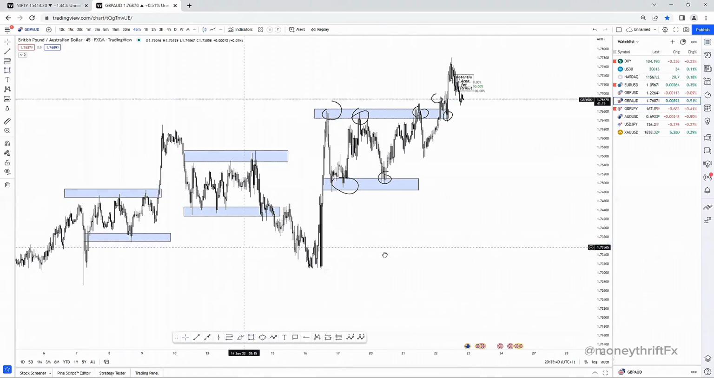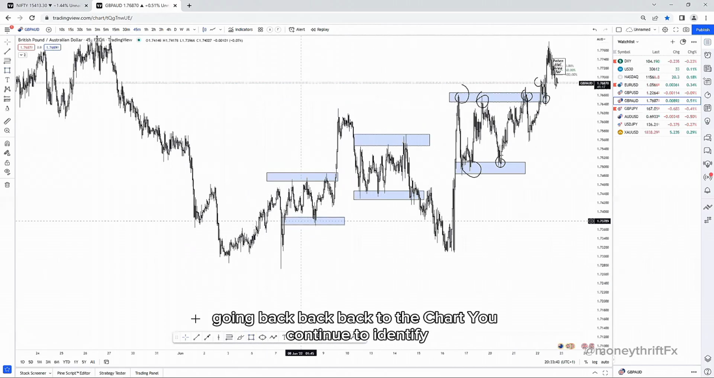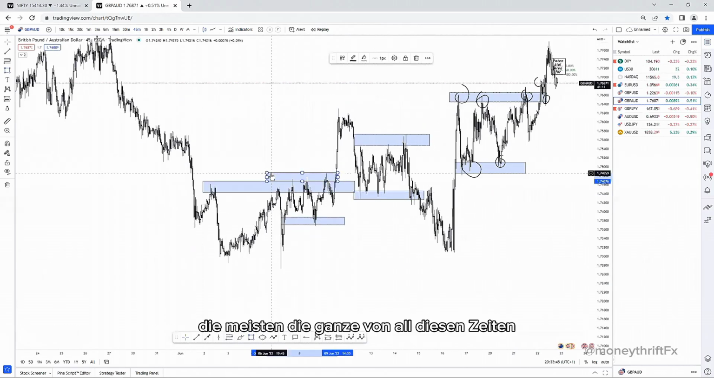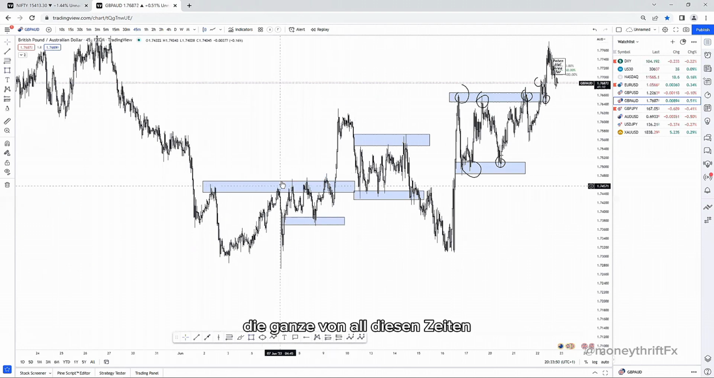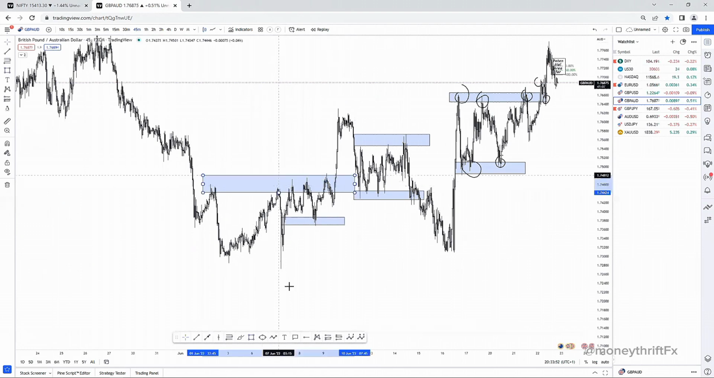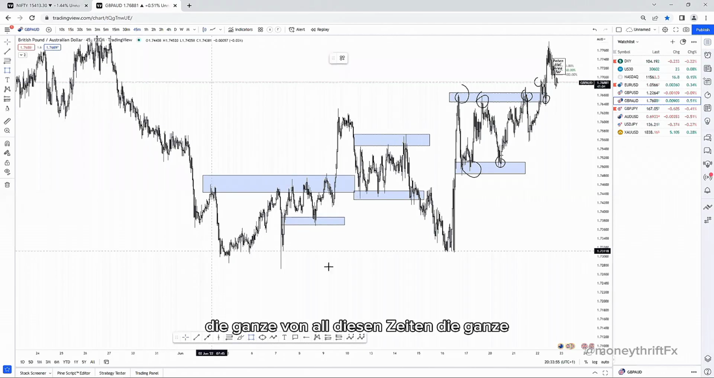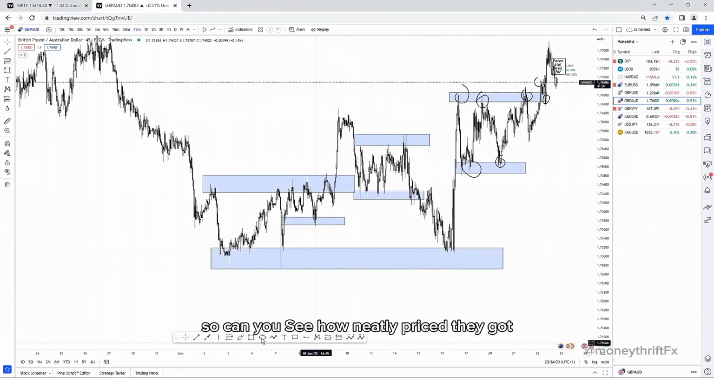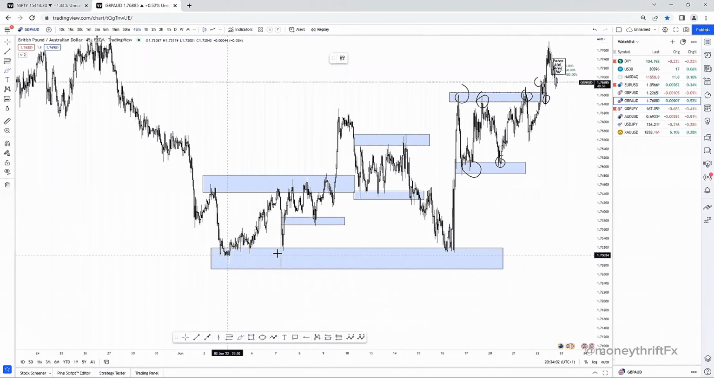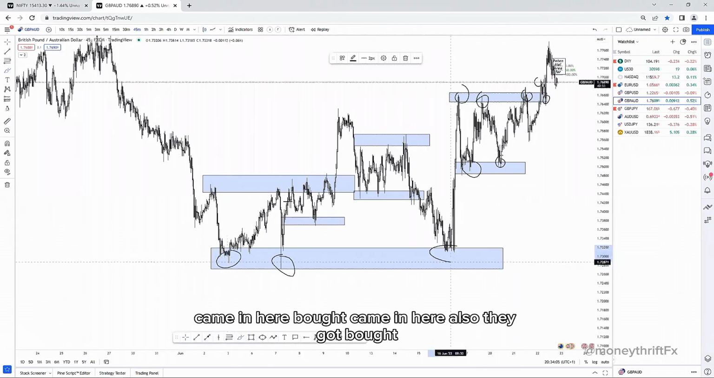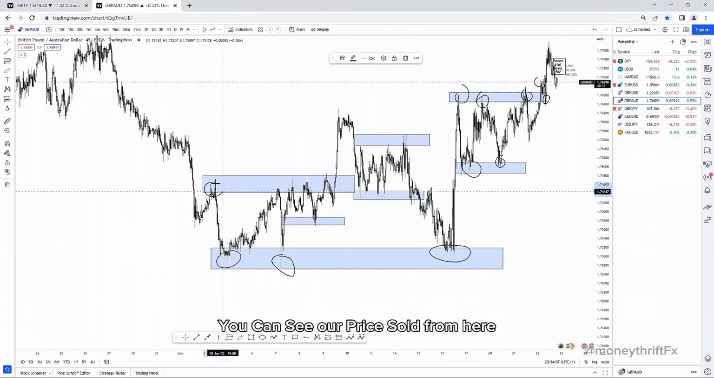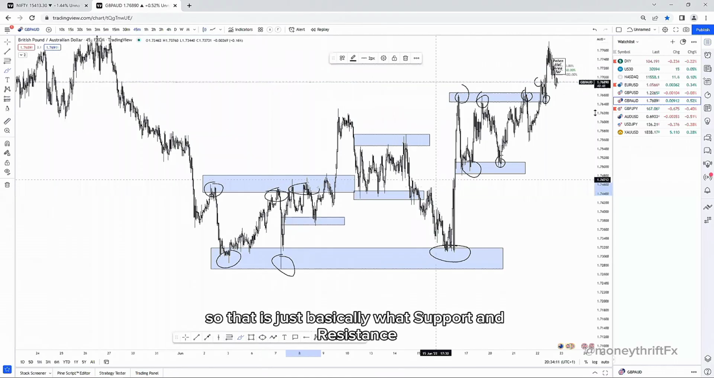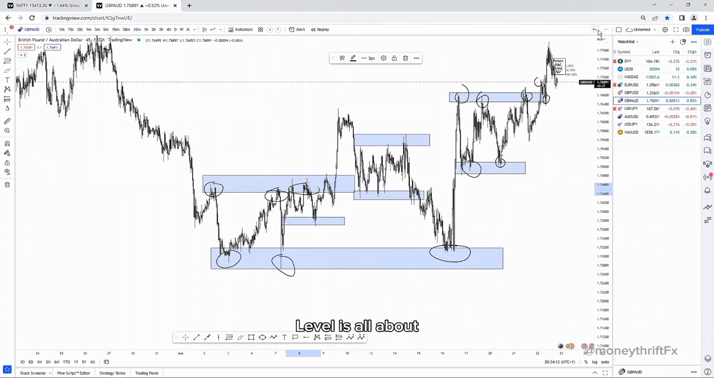Support and resistance. All right, going back to the chart, you continue to identify. Can you see this also? So that means the whole of all these levels were support levels or resistance levels before. Can you see how neatly price came in here, bought, came in here, bought, came in here, also bought. You can see how price sold from here, sold from here, and all of these places. So that is basically what support and resistance level is all about.